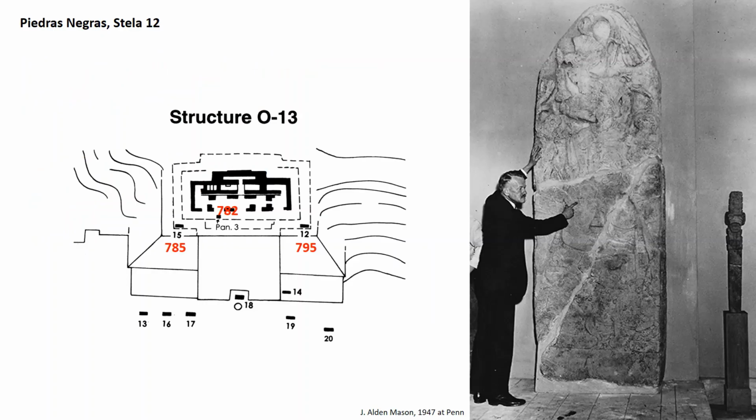But as an example, I'm going to choose this stela here. This stela was found in the 1930s by the Penn State University. And here you see Alton Mason, one of the directors, standing next to the stela. You see the size about 3 meters something. And it was originally found in structure 013 in the site of Piedras Negras.